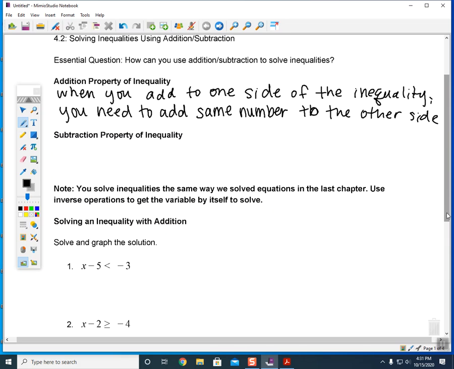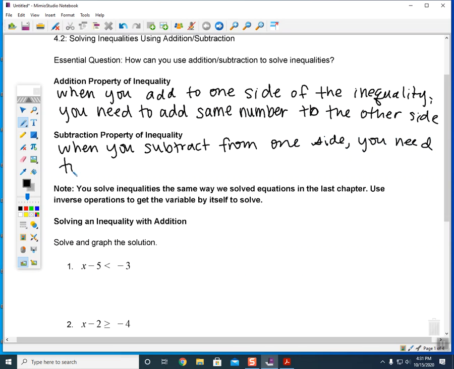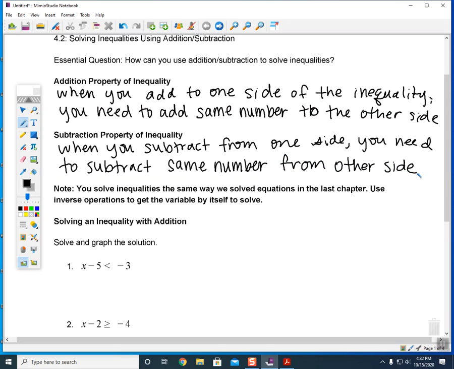Subtraction is the exact same thing, just with subtraction. So when you subtract from one side, you need to subtract the same number from the other side, for the same reasons. Okay, so that's pretty straightforward.